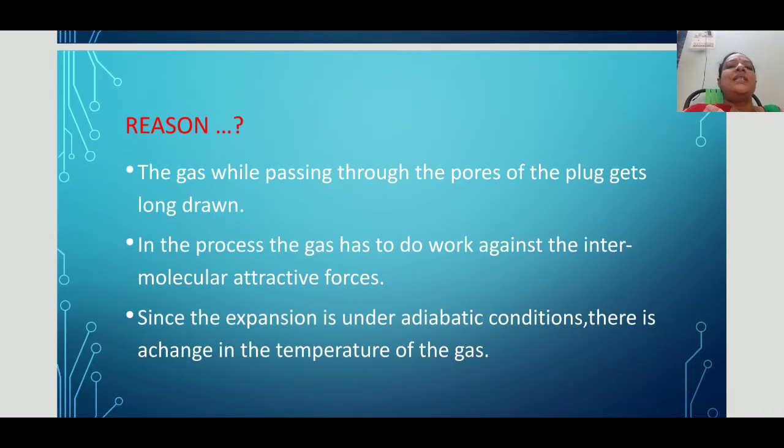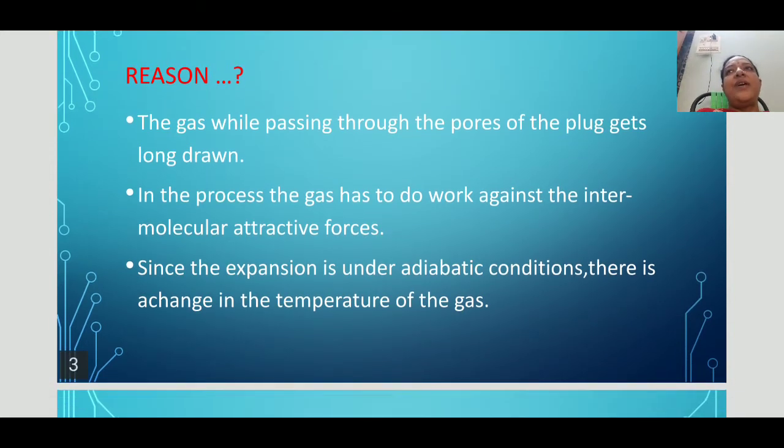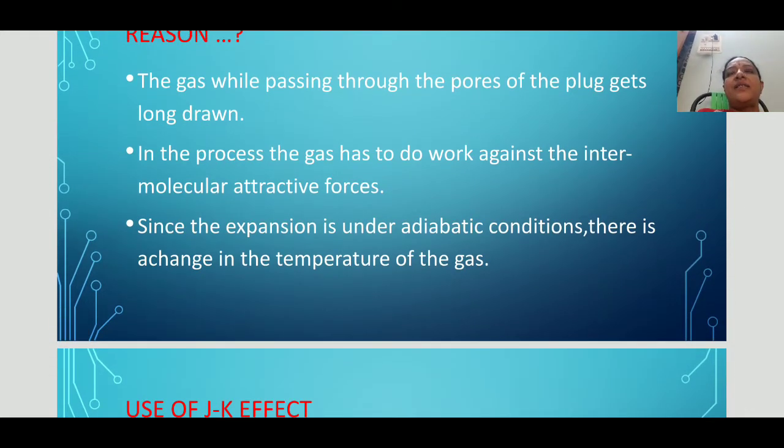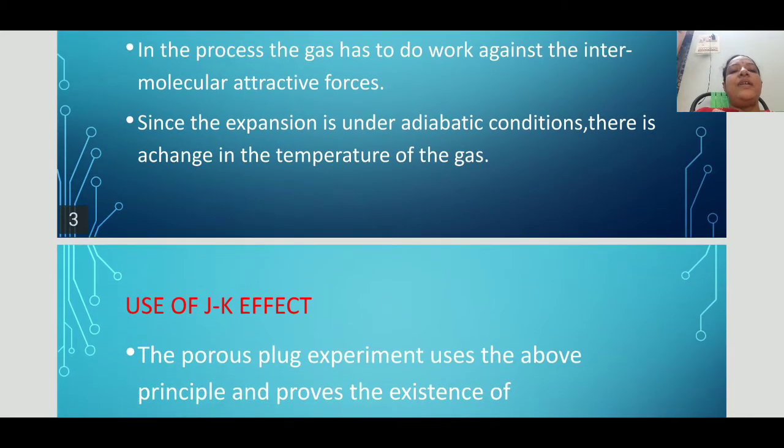The gas, while passing through the pores of the plug, gets long drawn. In the process, the gas has to do work against the intermolecular attractive force. But here this expansion is under adiabatic conditions, so there is a change in the temperature of the gas. This is the reason why the temperature of the gas changes in the Joule Kelvin effect.